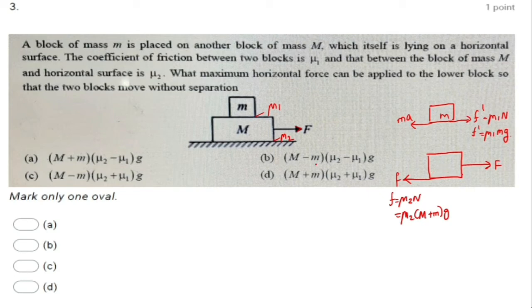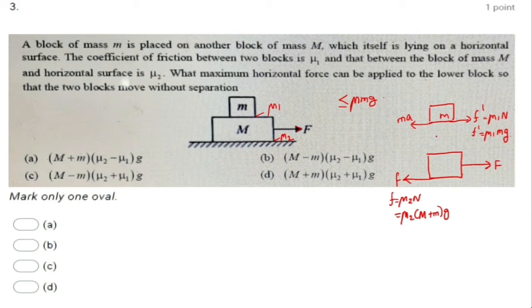Okay, now what is the condition for non-slipping? Look at the upper block here. The force in the upper block must be less than or equal to the limiting friction. What is the limiting friction in the upper block? That is equal to mu mg. It must be less than or equal to mu mg.